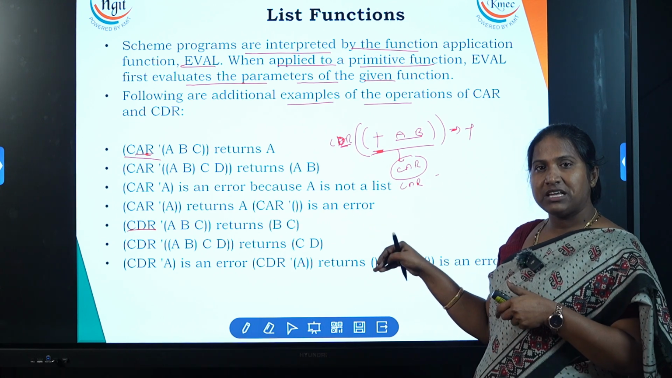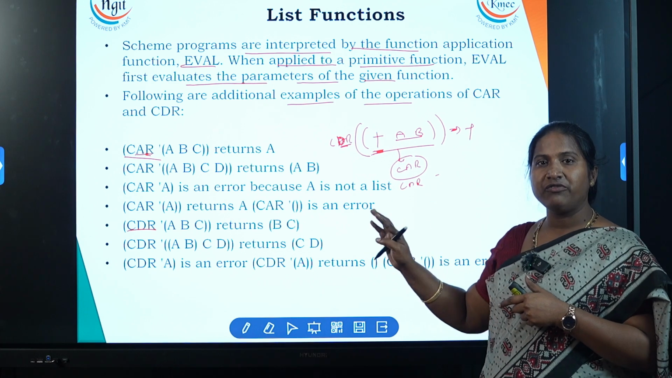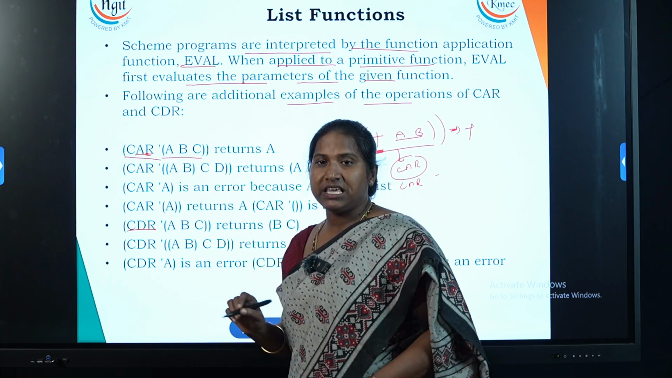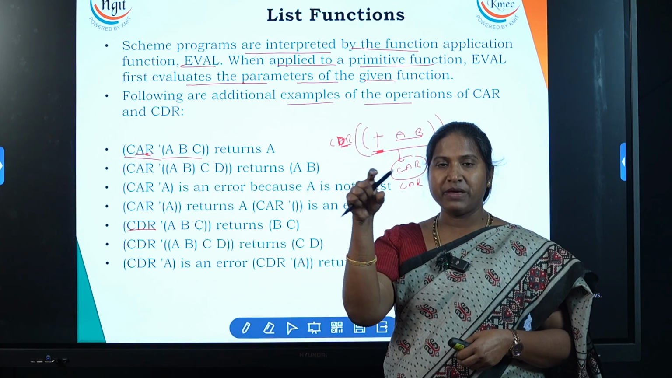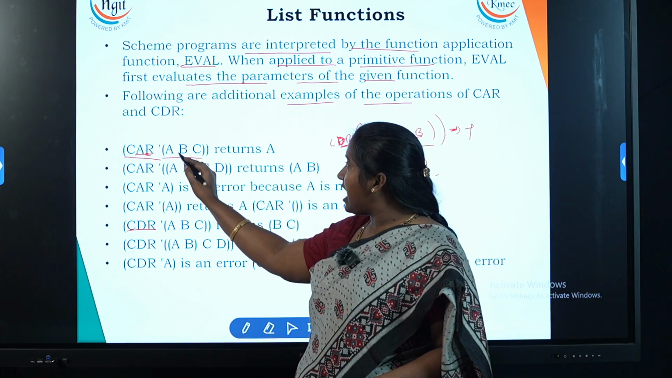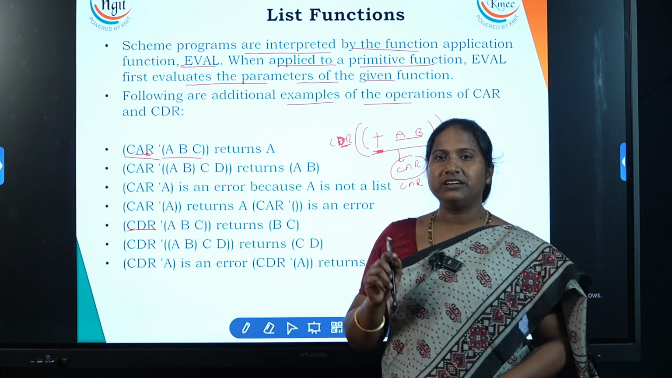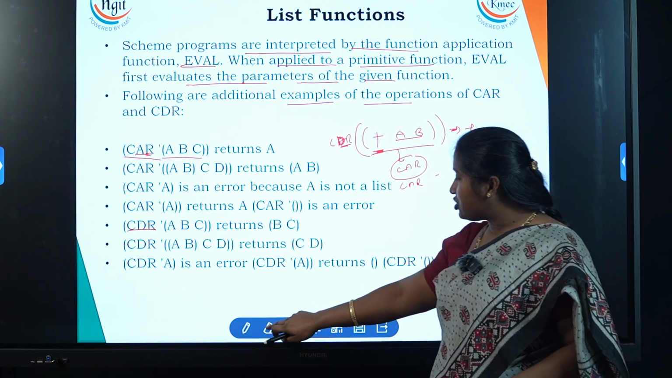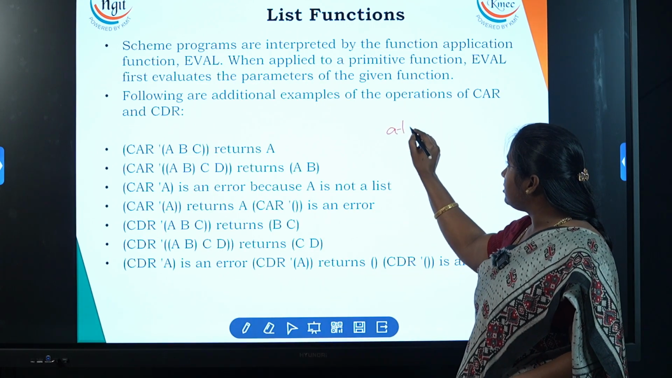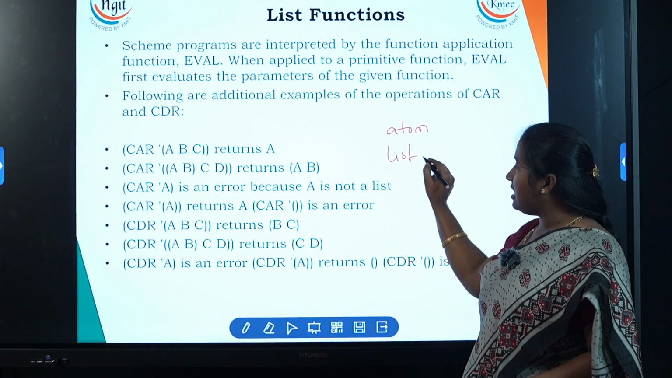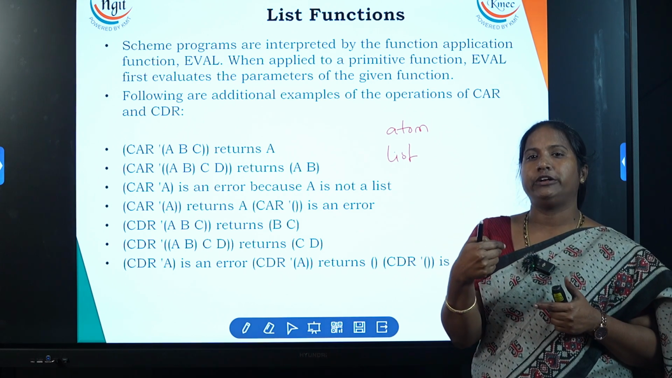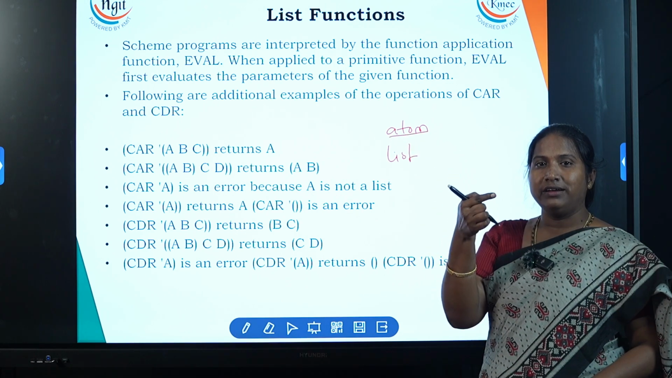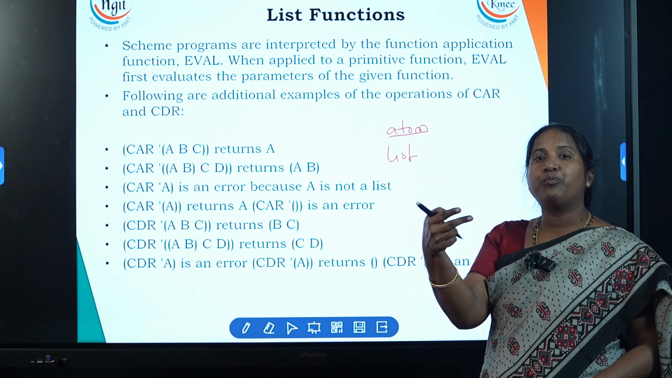Now, we'll take some examples and see how CAR and CDR are applicable on a function. Now, let's say that A, B, C is my list. When I say A, B, C is a list, basically a list contains two things, right? We discussed in the last video that a list contains two things, which are atom and list. Every list you see will have two things in it, which are atom and list. An atom is a single entity. A list is a group of atoms.